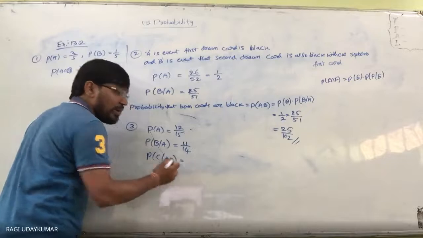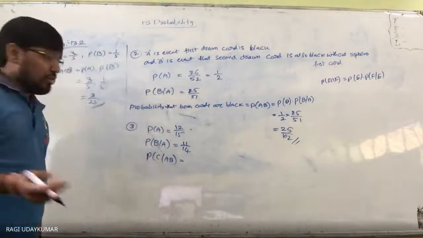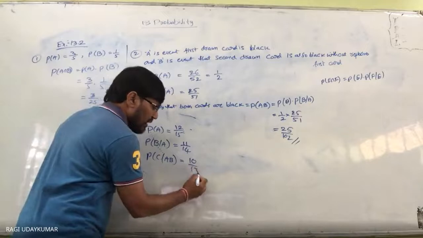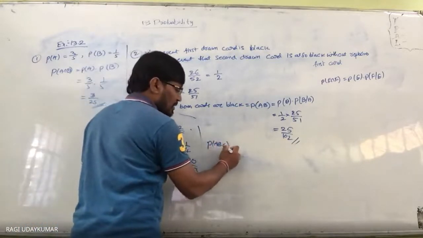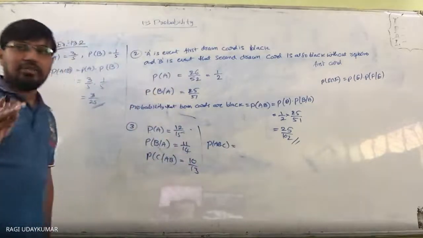So A and B have already occurred, so 10 out of 13. We need to multiply these three. We need to find out probability of A, B, C. Actually, we need to find out probability of A intersection B intersection C.